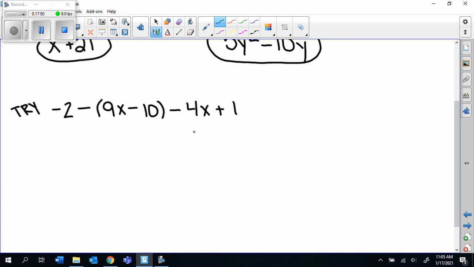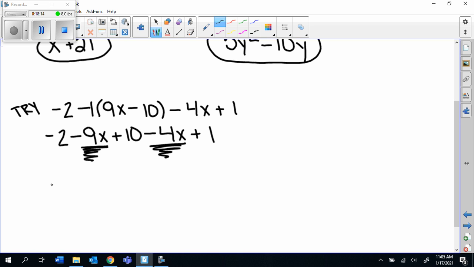And then you can try this one if you'd like. First thing you're going to do is multiply through by that -1 right there, so minus 9x plus 10. And then I would just rewrite past the parentheses, nothing is going to change. My x's, it looks like I have a -9 and a -4, so minus 13x. I have a -2, a +10, so now I'm at +8 plus 1 more, and so I'm at a +9.